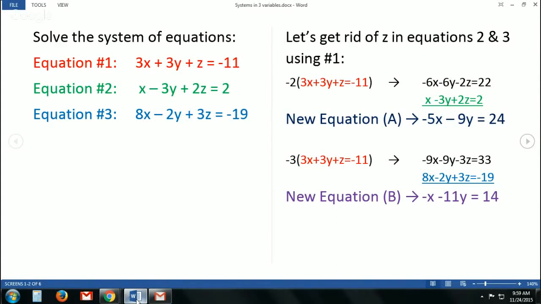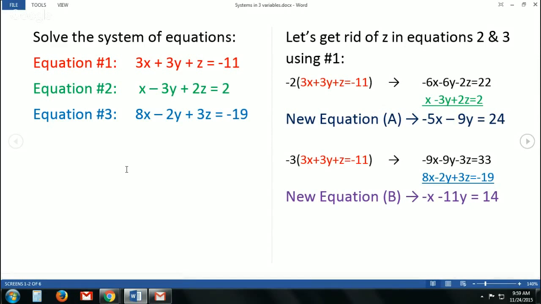Let's talk about solving a system of equations with three variables and three equations using the elimination method. There are lots of different ways that you can solve a system of equations, but elimination seems to be an easy way to go about this one. First, notice that I've labeled each of my equations, equation 1 and equation 2 and equation 3, so that they'll be easier for us to talk about.